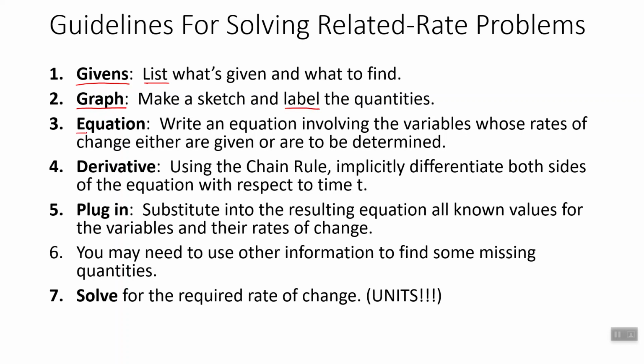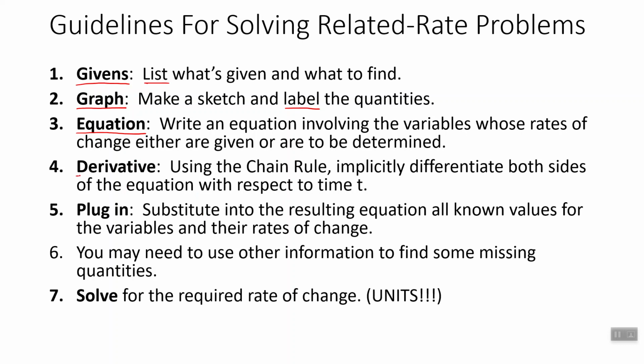Next, we're going to try and come up with some sort of an equation. So write an equation involving the variables whose rates of change either are given or are to be determined. So this will usually be some sort of area or volume formula or the Pythagorean theorem or a trig function ratio, something along those lines. We'll make an equation that involves the sides or the things that we are using.